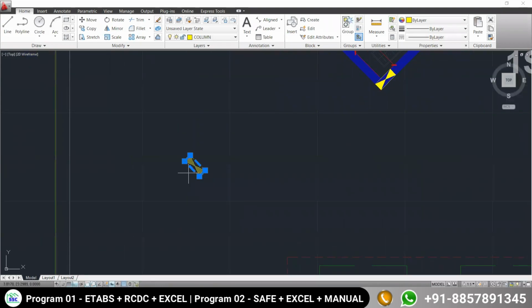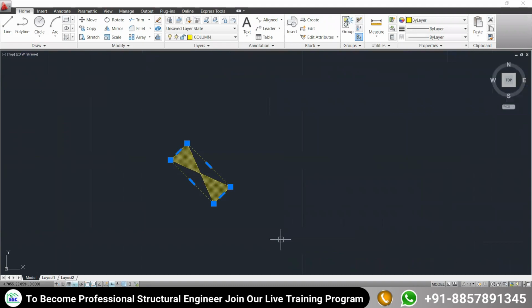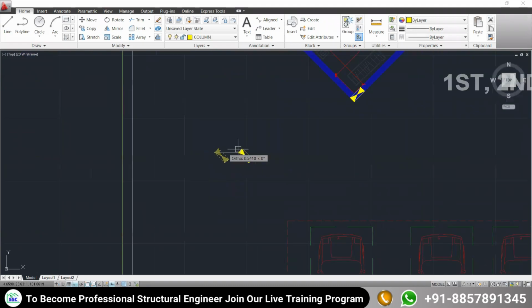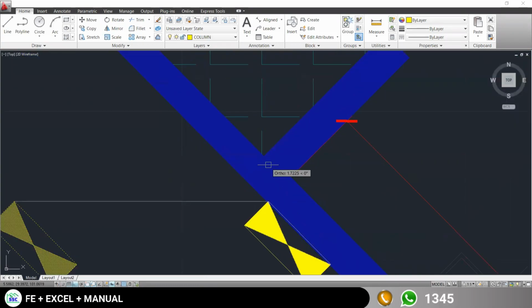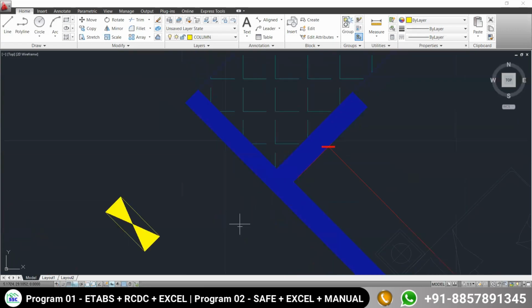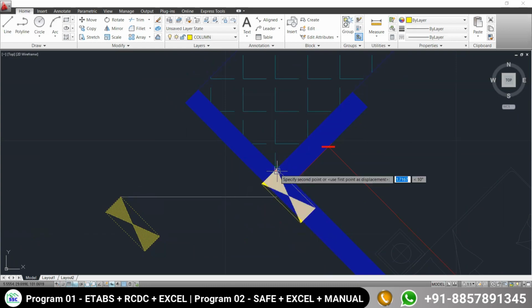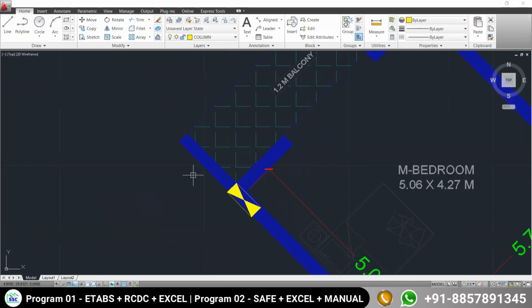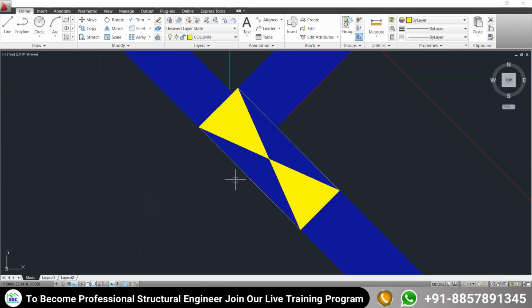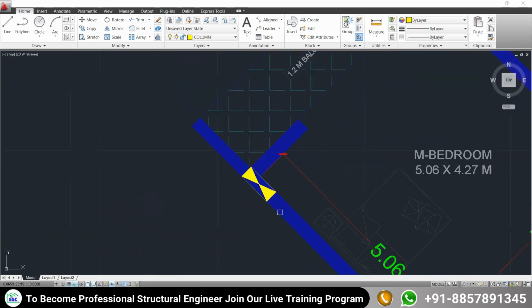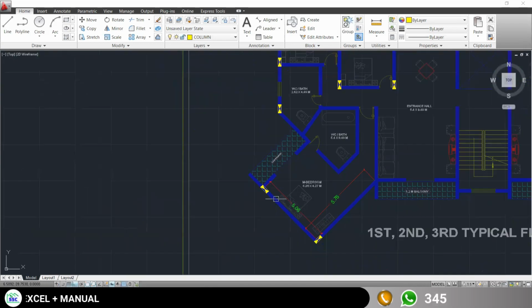Okay, take this and move this from here to here. We have to shift it. Okay, now I think it's okay. In this way, we have to put it.